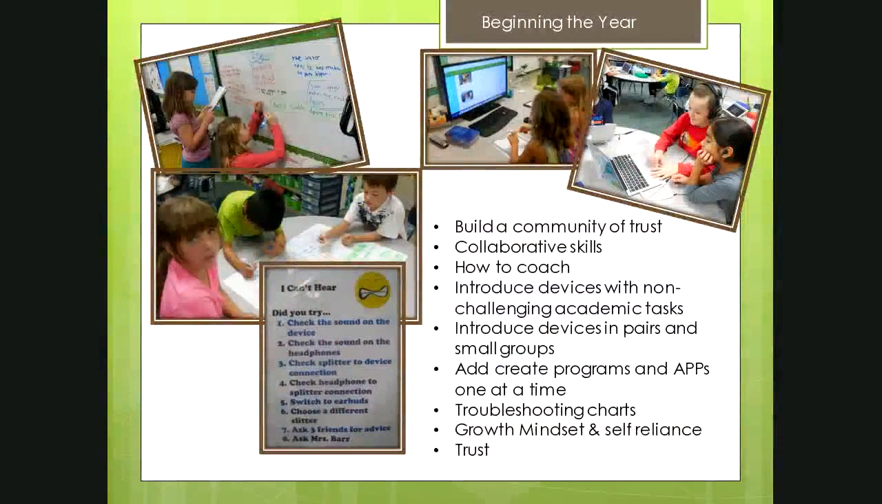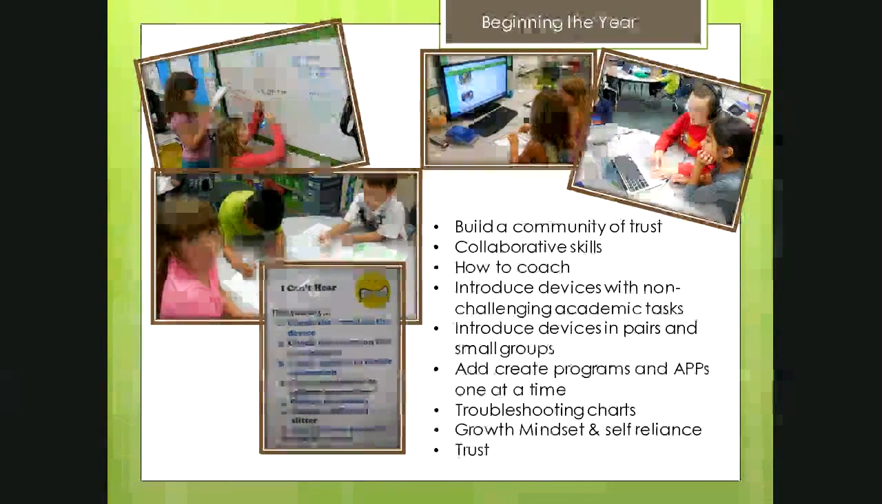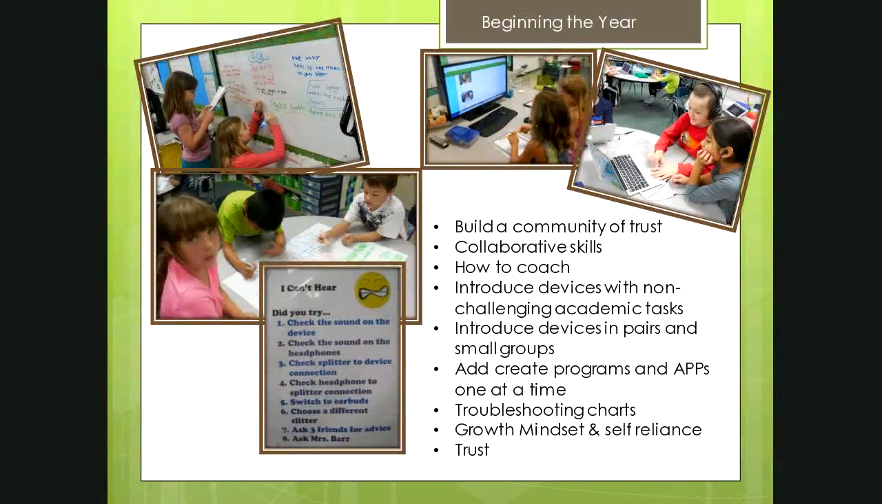So at the beginning of the year, before we actually jump in and I just turn learning over to them, some things have to occur. I don't know about your kiddos, but my kiddos don't come to me as very effective collaborators. So first we had to build a community of trust among each other and trust with me. They also had to have collaborative skills. They were not effective collaborators. They needed to know how to work together to accomplish a common goal and how to coach each other.